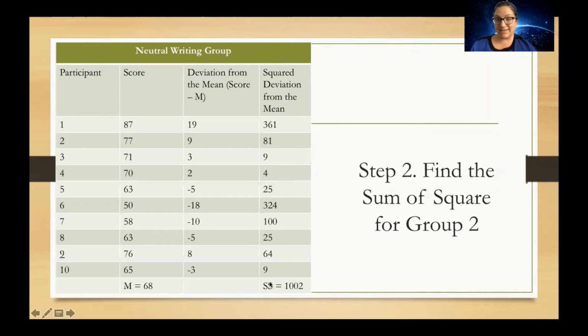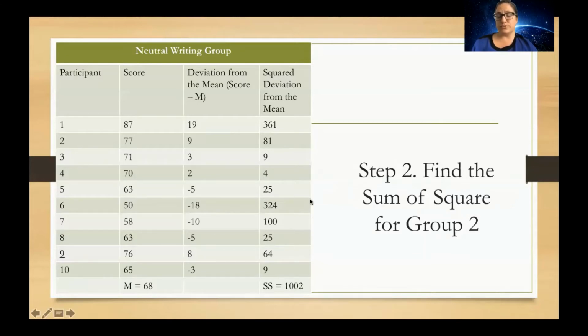You're going to do the exact same thing for the neutral writing group. You have all the participants and all their scores. Once you add up the scores, you divide by 10, and you get a mean of 68. For the first participant, they scored 87, so you do 87 minus 68, and you get 19. Then you square that, and you get 361. For the second participant, they scored 77, and with a mean of 68, you do 77 minus 68, and you get 9. Then you square that, and you get 81. You do the same thing for all the participants in the neutral writing group, and when you add up all the squared deviations from the mean, you get 1002.